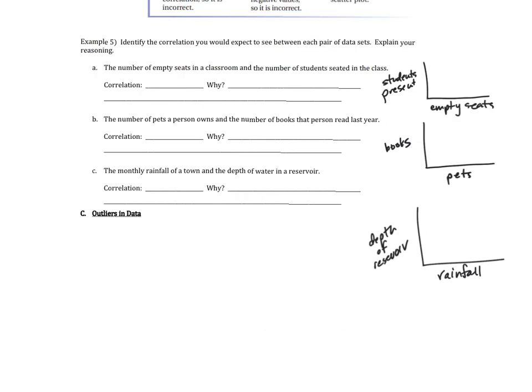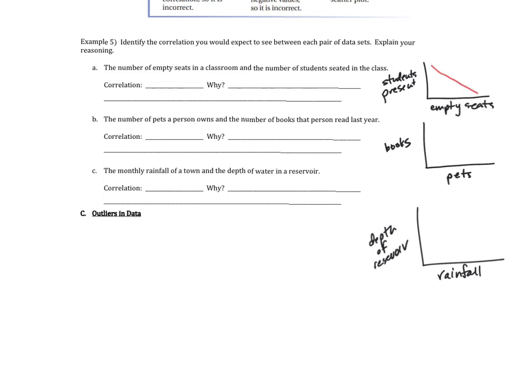All right, so looking at these problems, I drew 3 different XY graphs to see if there's a correlation, if we can come up with one. So the number of empty seats in a classroom and the number of students seated in the class. As the empty seats increase, the students seated would have to decrease, right? So if there are more empty seats, there are fewer students seated. So in that case, this would probably correspond to the negative correlation, right?